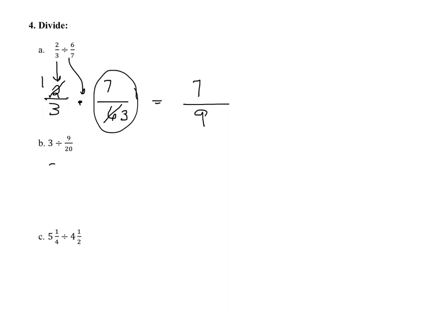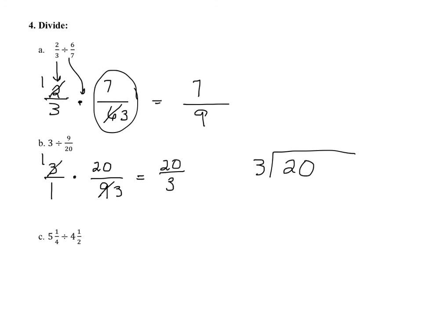B. Put any whole numbers over 1. Change the division to multiplication. Invert or flip the second fraction. Da-da! See if we can cancel anywhere. 3 goes into 3 once. 3 goes into 9 3 times. 1 times 20 is 20. 1 times 3 is 3. It's an improper fraction. Ay, mamaya. So you go 3 into 20. 3 goes into 20 6 times. So 6 whole Hershey bars, people, and 2/3 of another.